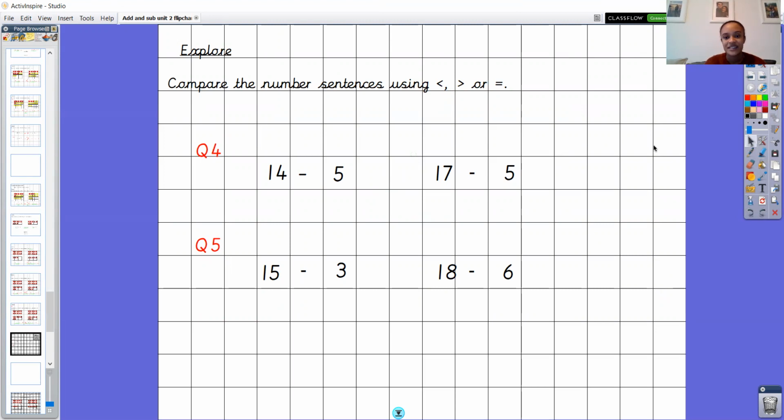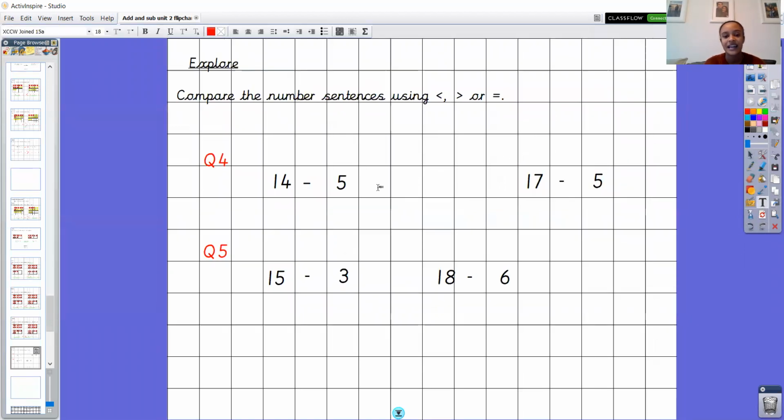Well done, year 1. So I'm going to start off with 14 take away 5. I'm going to put the 14 in my head. I'm going to count backwards 5 fingers. 14's in my head. 13, 12, 11, 10, 9. So 14 take away 5 equals 9. I'm going to do 17 take away 5. This time I'm going to put 17 in my head and then count back 5 again. So 17, 16, 15, 14, 13, 12. So 17 take away 5 equals 12.